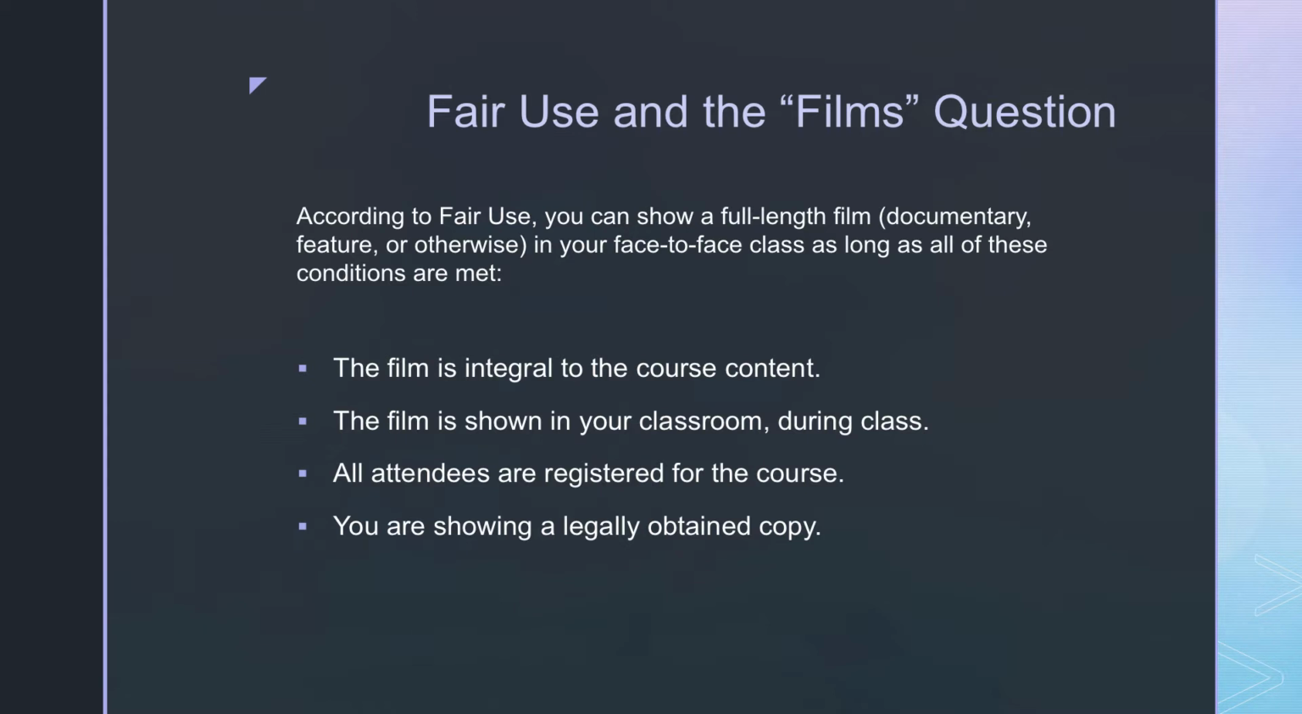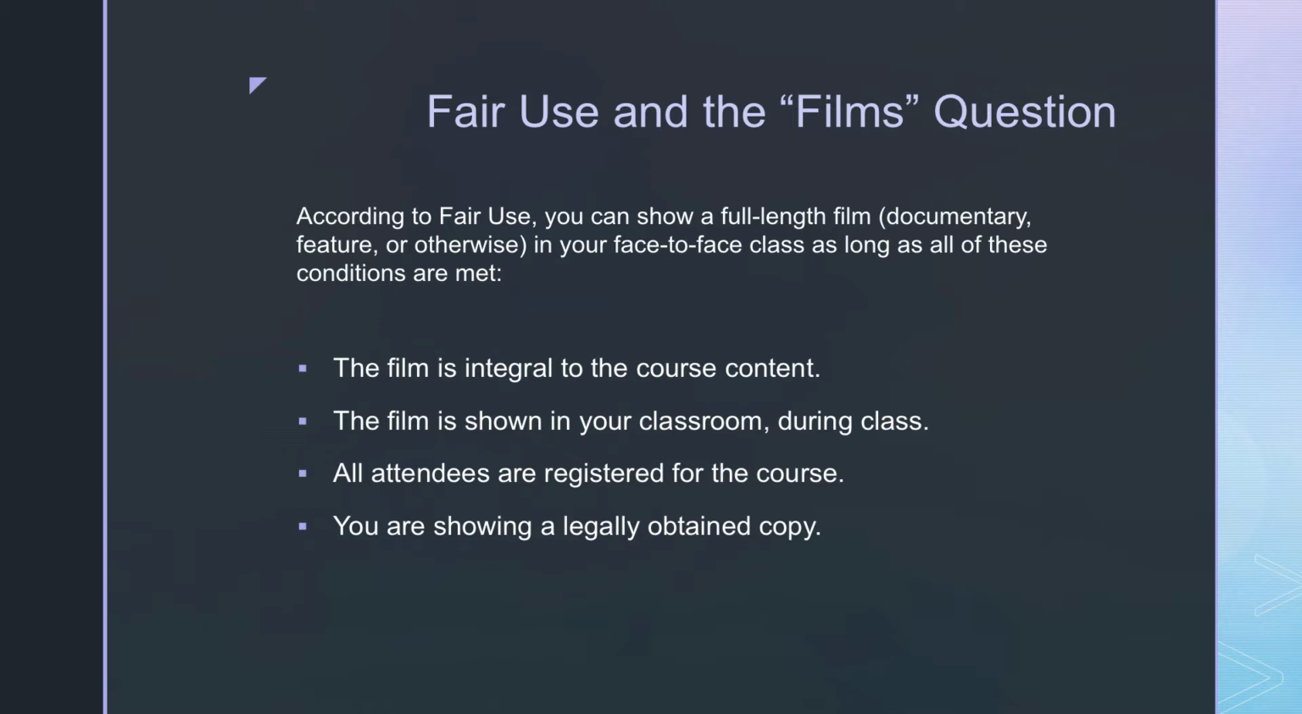The film has to be integral to the course content. That means it can't just be some random film that you're showing to entertain the students while you're going to be at a conference. It has to be important to your course. It has to be shown in your classroom during your class. All the attendees have to be registered for the class. And finally, you have to be using a legally obtained copy.